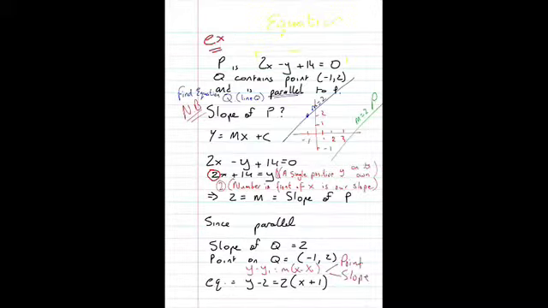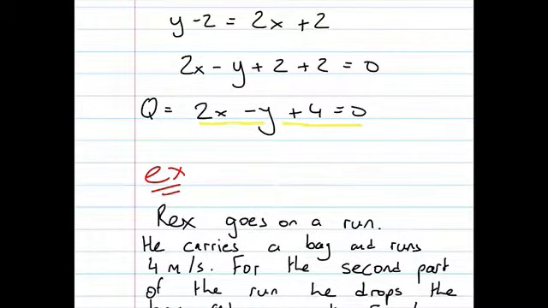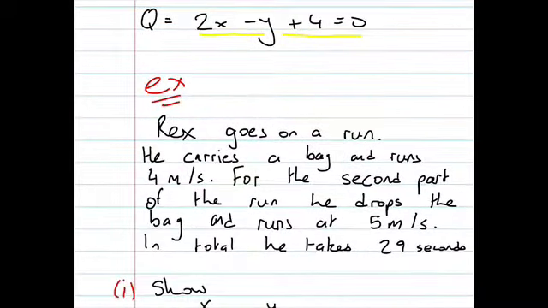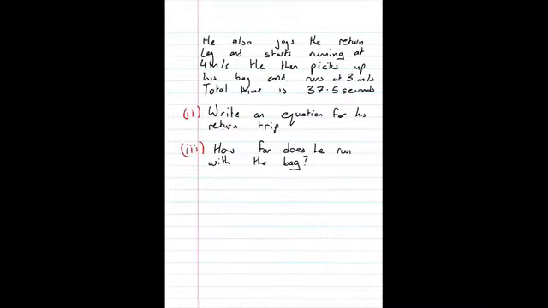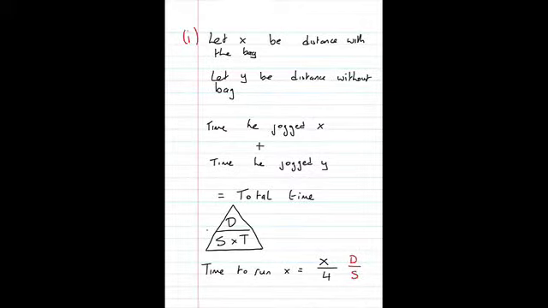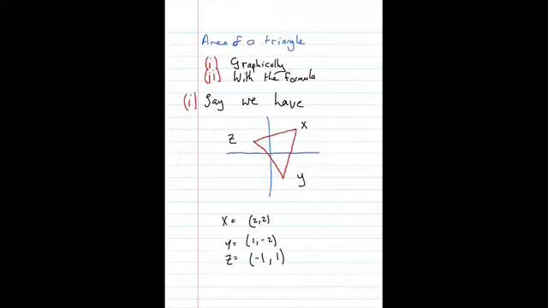Then after all that, I sub it into the formula and I get Q is 2x minus y plus 4 equals 0. You okay with that? Yeah? I'm not going to do that question because it's crap.